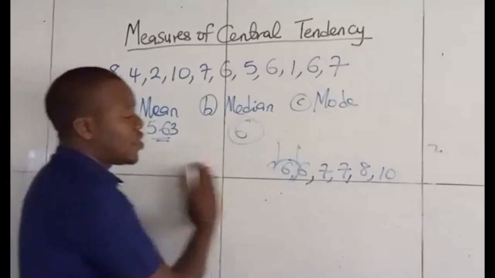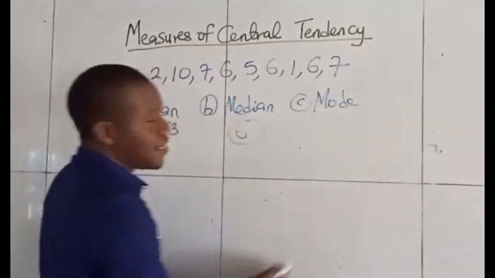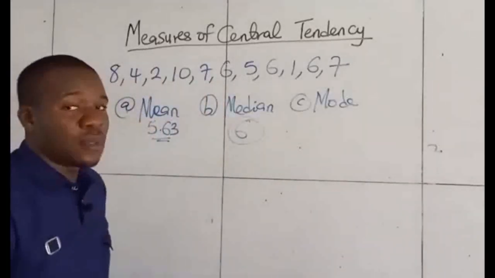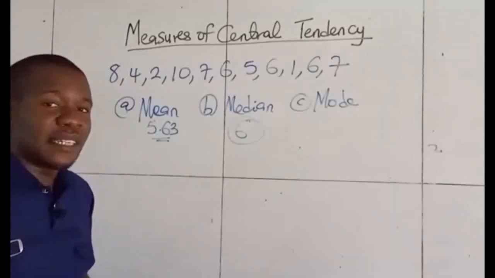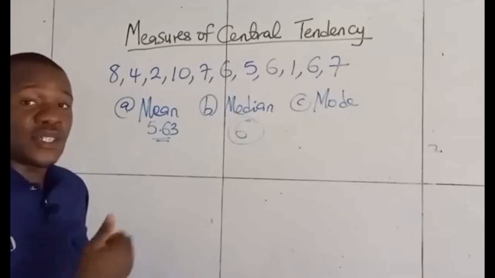Finally, the last measure of central tendency is the mode. By definition, mode is the one that has the highest frequency. What that means is that mode is the one that occurs the most.